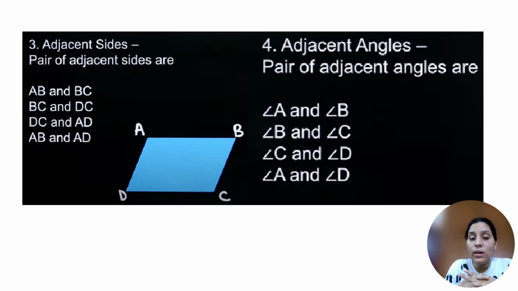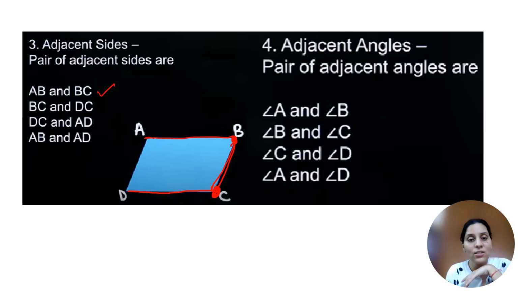Now moving on, adjacent sides. Adjacent sides, as I told you, both share a common vertex. So what are adjacent sides? AB and BC. See, AB and BC are adjacent. They are sharing a common vertex B. Similarly, BC and DC are adjacent. They are again sharing a common vertex. So all these are adjacent, which share a common vertex and are situated side by side.